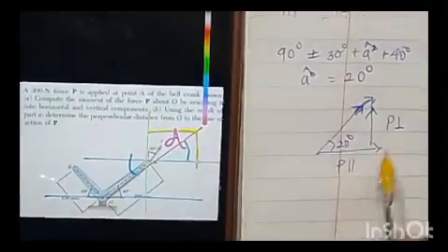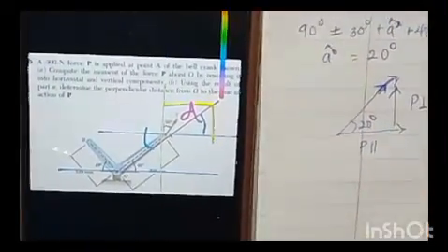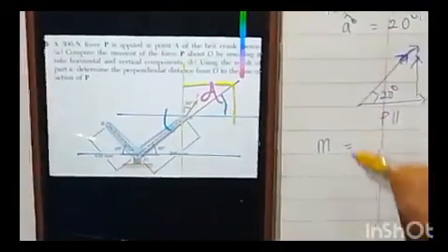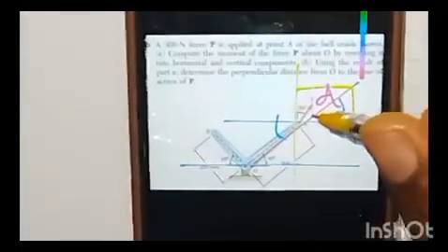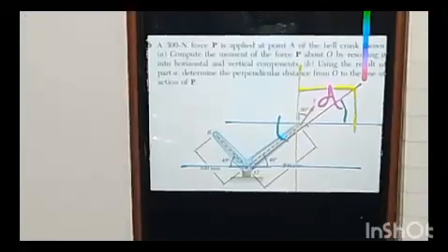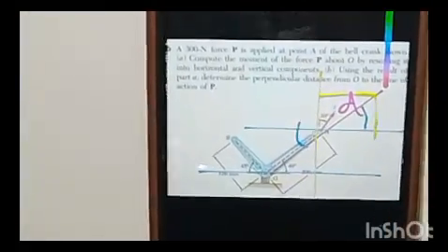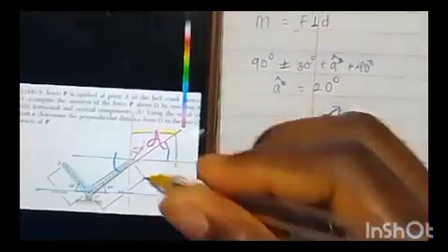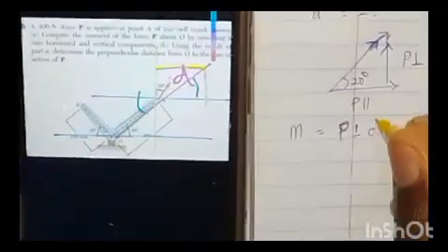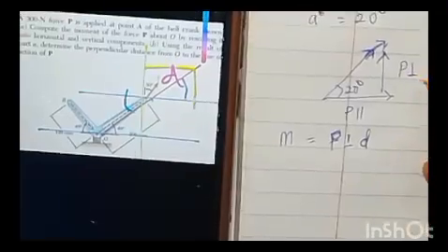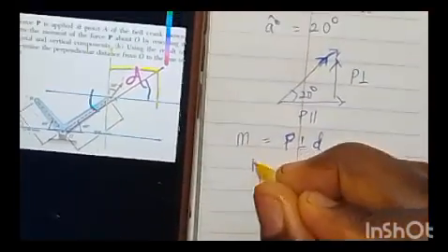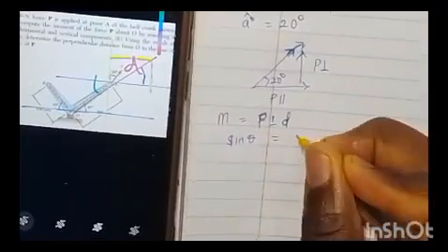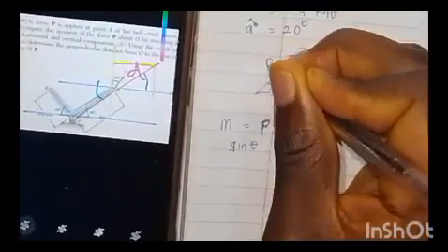Now taking moment, we know it is the product of force and perpendicular distance. So your moment about this point will be equal to the product of force. We have to resolve this particular force into x and y components. From here, the product of force, which is P in this aspect, and perpendicular distance. Resolving this, our P perpendicular: we have sine theta equals P perpendicular over P.